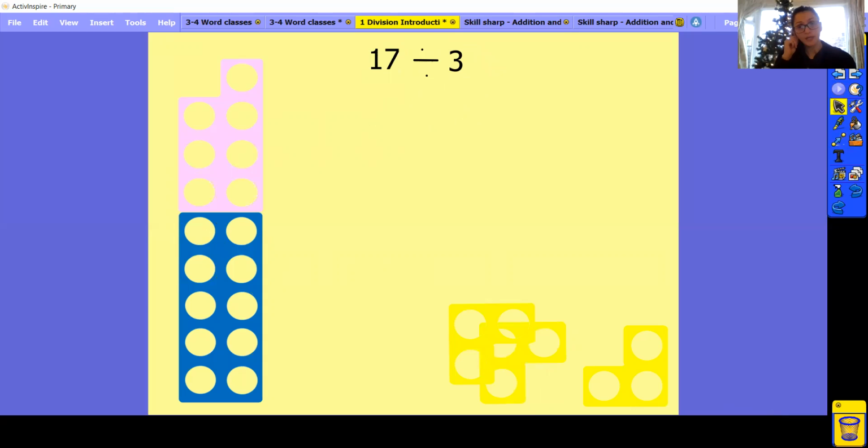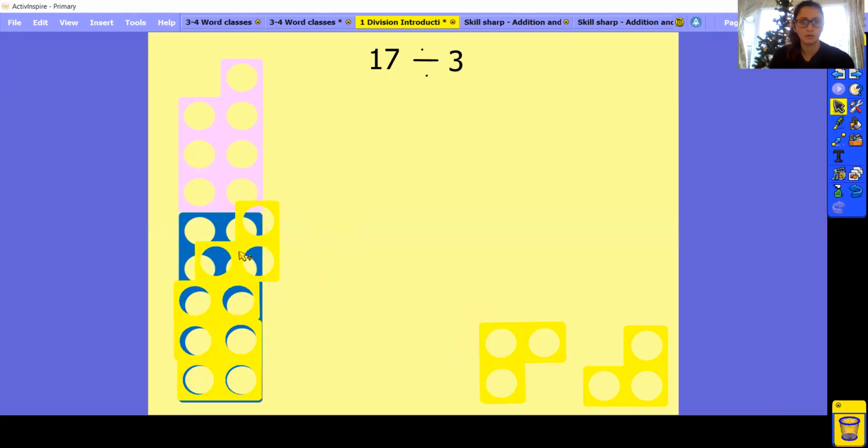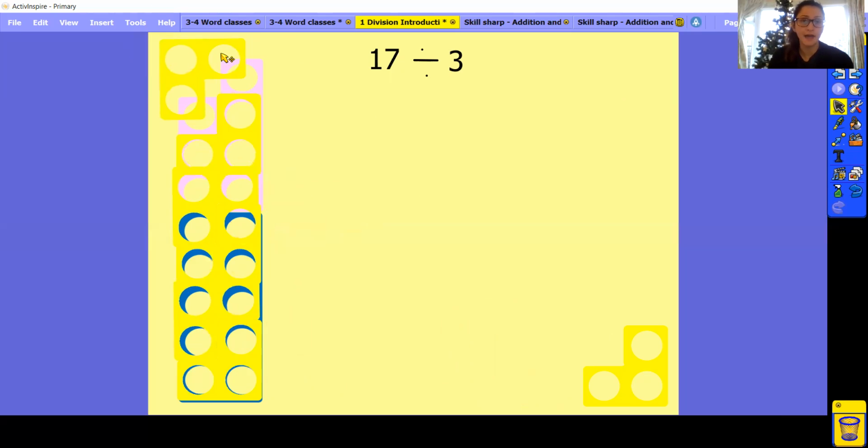So this one's slightly trickier. If you want to, you can have a pause and try and have a go with your times tables. If you want to carry on with me, you can do. So we're going to see how many 3s go into 17. We've got 1, 2, 3, 4, 5. I can't fit another one in because I haven't got enough here.